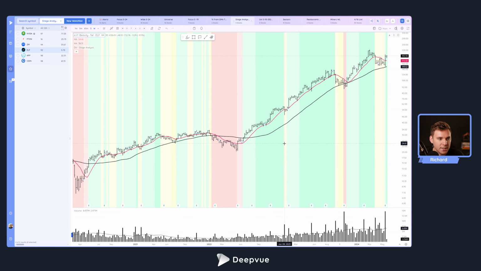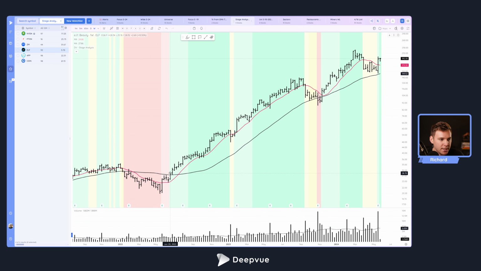Some more recent strong examples, we've got ELF, which started a stage 2 uptrend way back in June of 2022. This is actually one of the first leading stocks out of the bear market. You can see the stage 4 is relatively short-lived with this stock. But if we take this to even this base, which was highlighted as a stage 3 as we broke below that 10-week moving average, that was a good 271%. We resumed the stage 2 up here and gained another 80% or so, and now we're back forming a base. So the stage 3s will highlight the base.